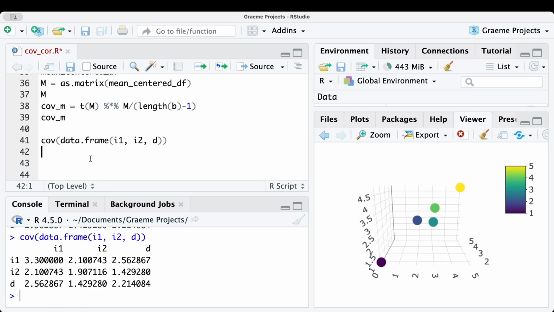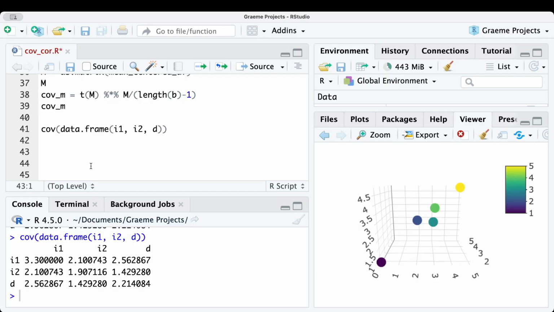The covariance is great, but it doesn't really tell us everything about the data that we would like to see. These covariances only really tell you a direction of the effect. This 2.56 is positive, so we know that D and I1 have a positive relationship. As I1 increases, so does D. But beyond that, we can't really tell how close the relationship between these two variables actually is. That's where the correlation, as opposed to covariance, comes in handy.